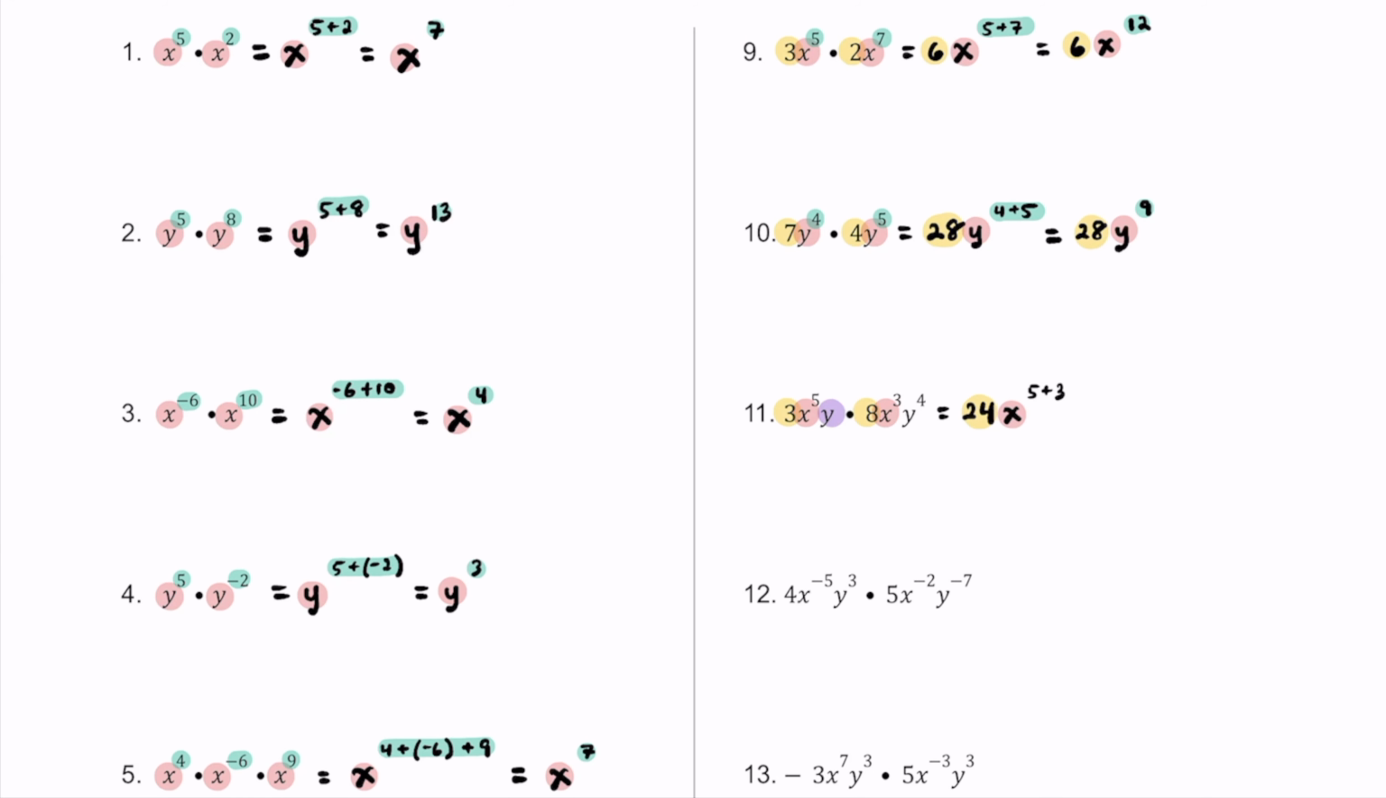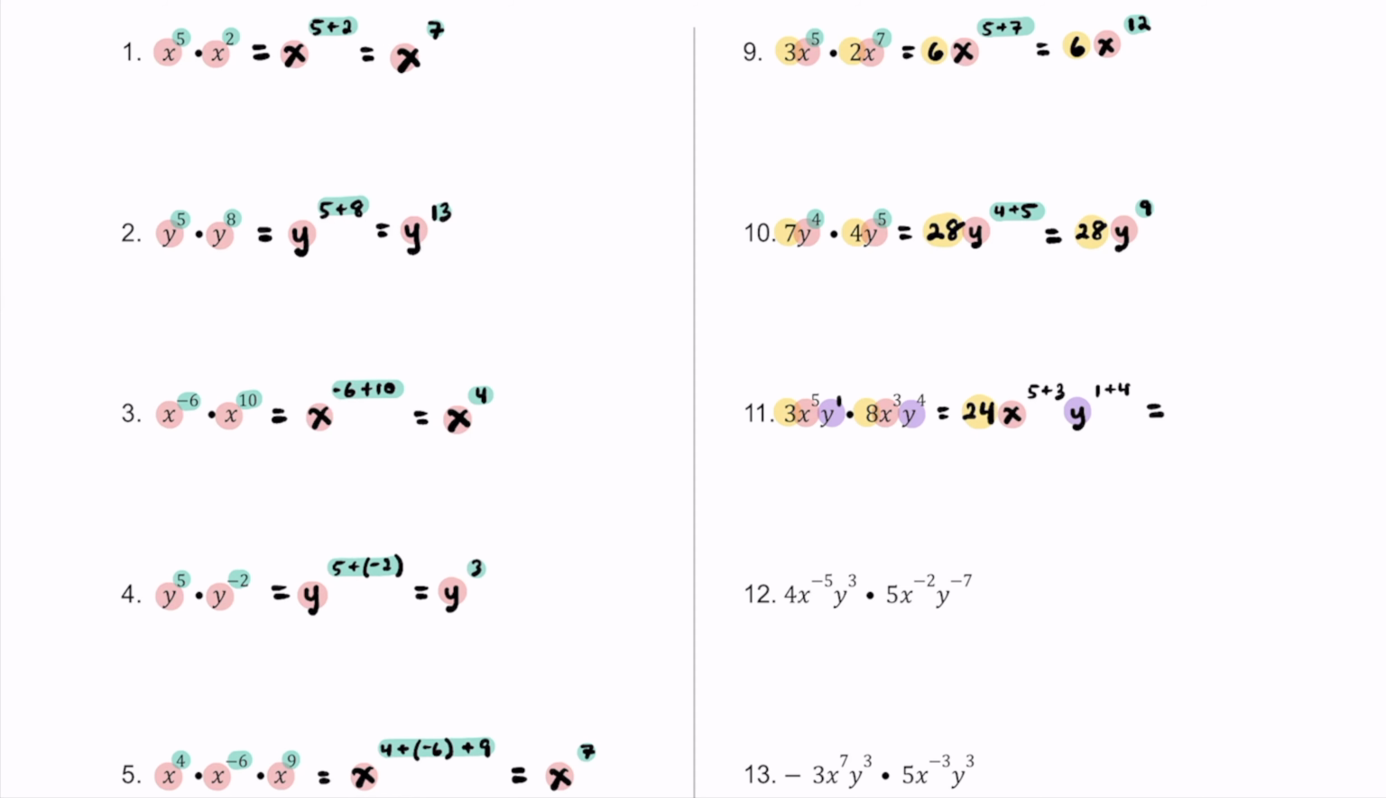And then moving on to the y's, we technically have a y to the 1st power here, right? And that's being multiplied by a y to the 4th power. So they're going to have the same base of y when we combine those. And then what are we adding? We're really adding a 1 plus 4 for their exponents.